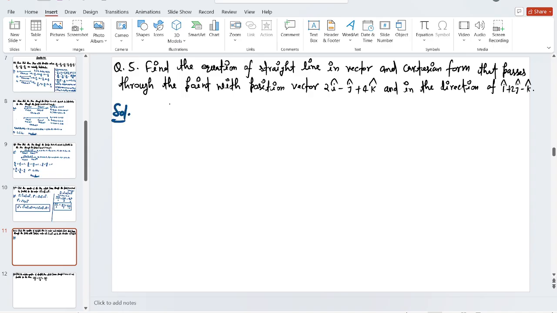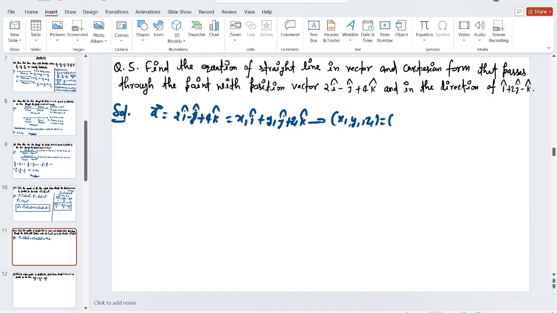So what is the position vector of the point? This is 2i cap minus j cap plus 4k cap. This is equal to x1 i cap plus y1 j cap plus z1 k cap. So comparing, you get the point, this is x1 comma y1 comma z1. It looks like what? This is 2 comma minus 1 and 4. Okay, so the point of this position vector is 2 comma minus 1 comma 4.